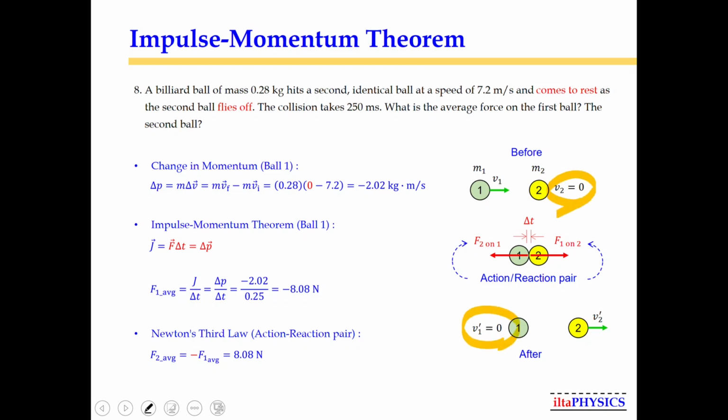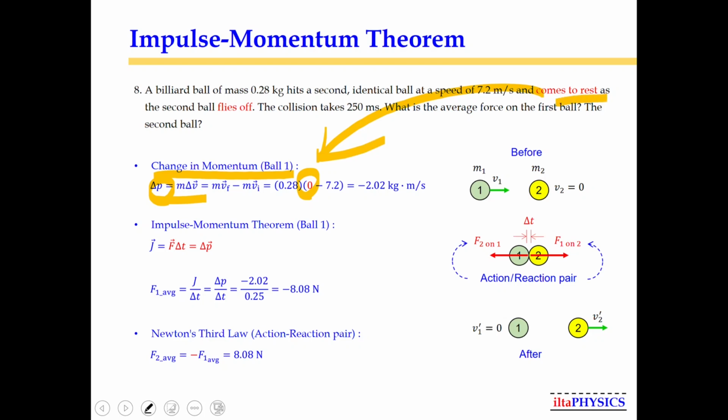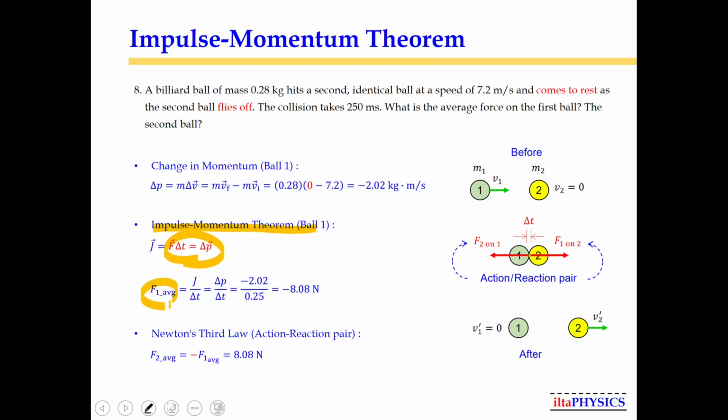Alright, let's first calculate the change in momentum for the first ball. Using the same method as before, since the first ball stopped after the collision, its final velocity is 0. So, based on the formula, the change in momentum is minus 2.02 kilogram meters per second. And by the impulse momentum theorem, the average force on the first ball is the change in momentum divided by the time interval, which gives us minus 8.08 newtons. Again, the negative sign indicates that the force is acting to the left, opposite to the ball's original direction, as shown in the diagram.